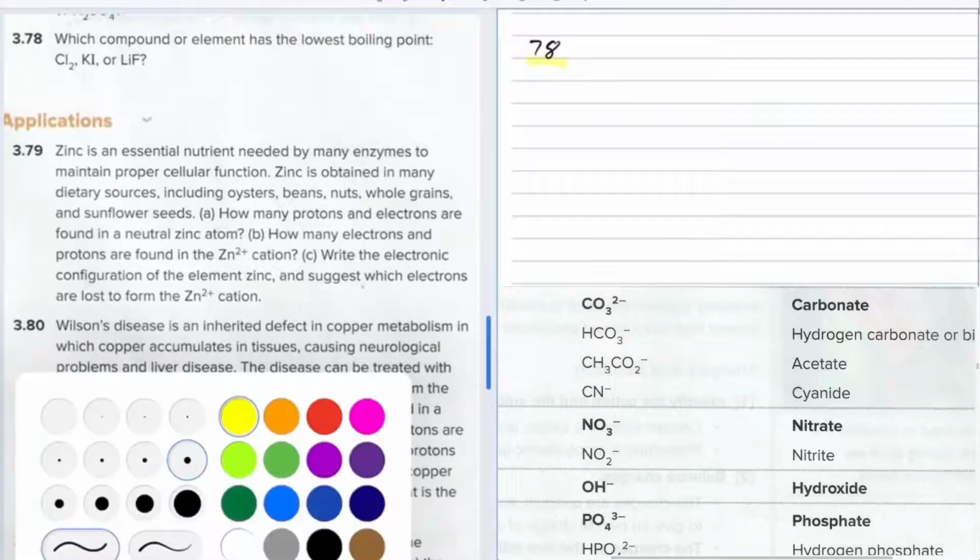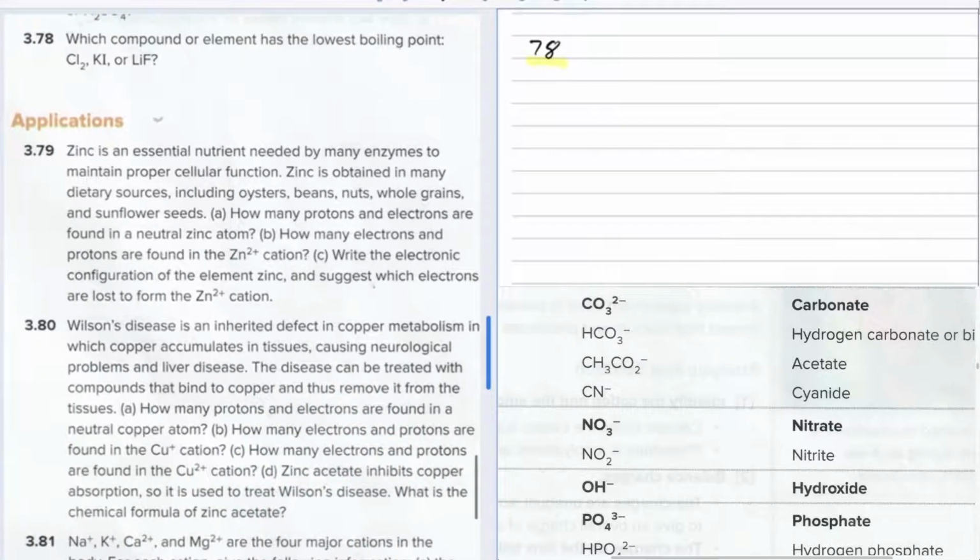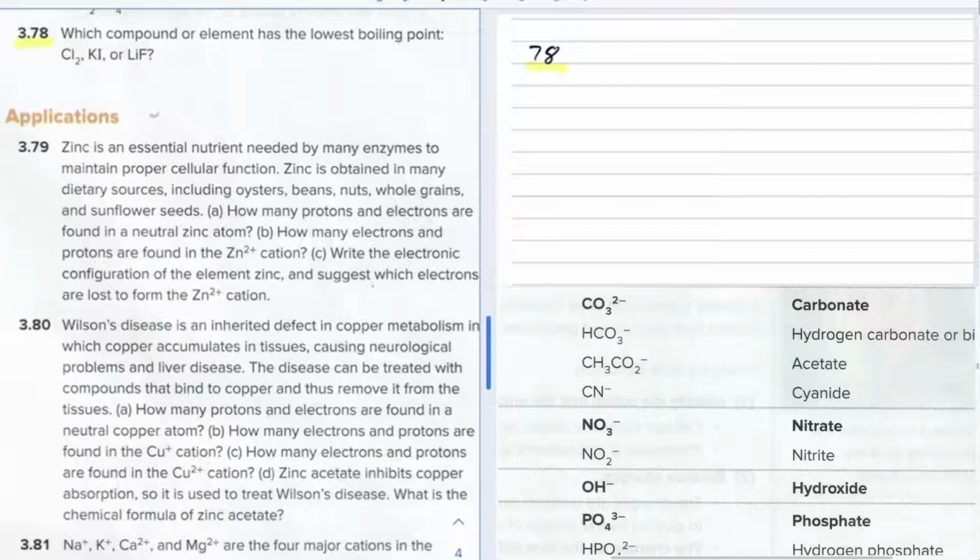Number 78. Which compound or element has the lowest boiling point? So you're given, this is an element, this is Cl2, and then you have a compound and a compound.